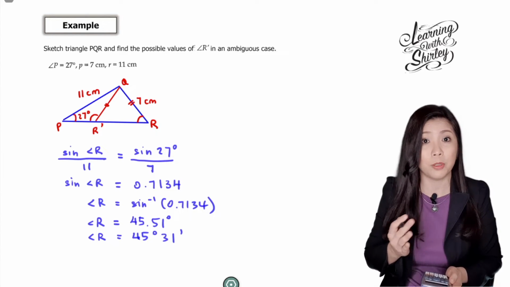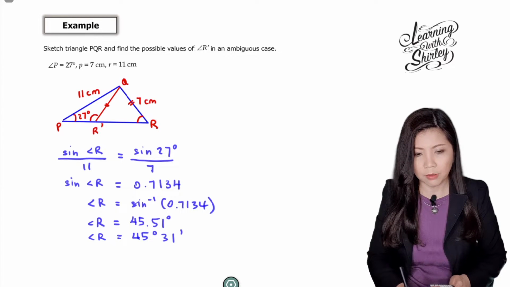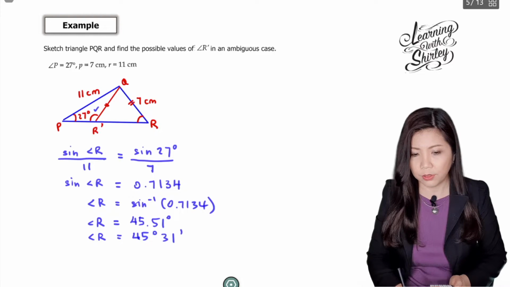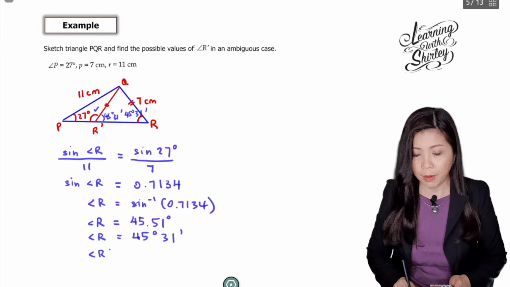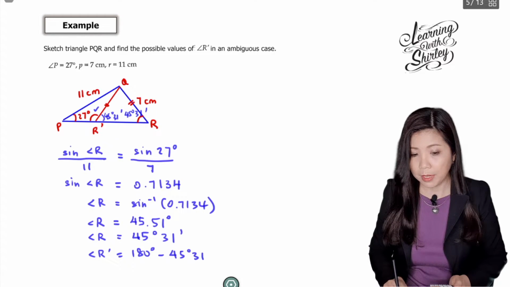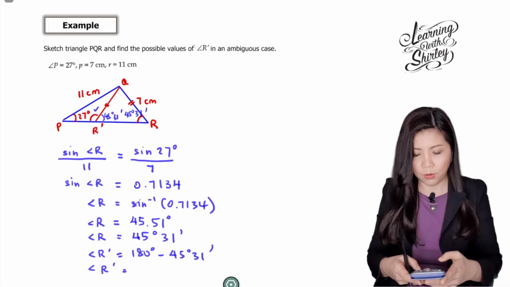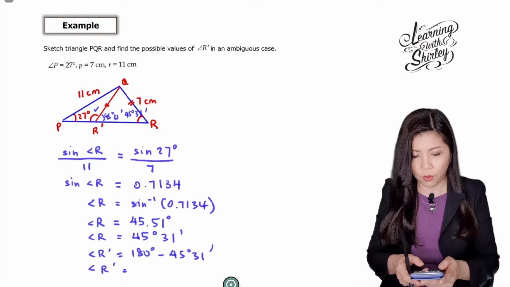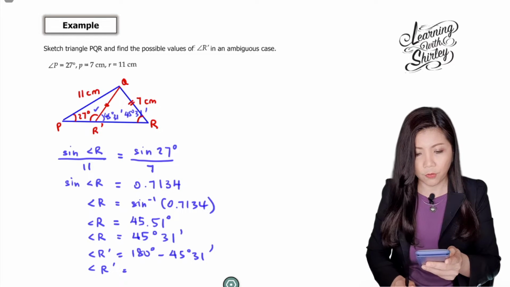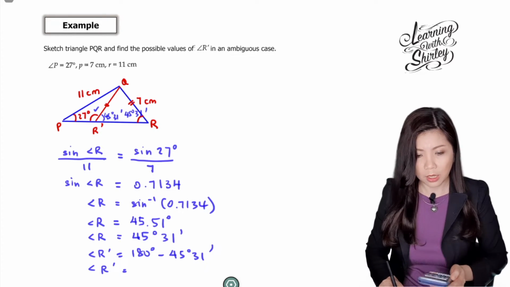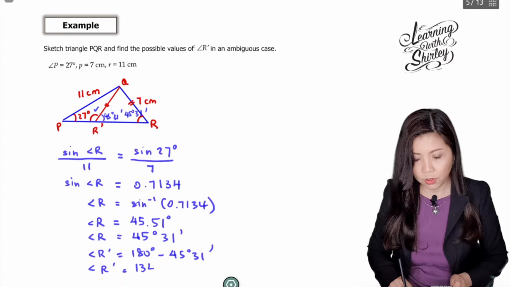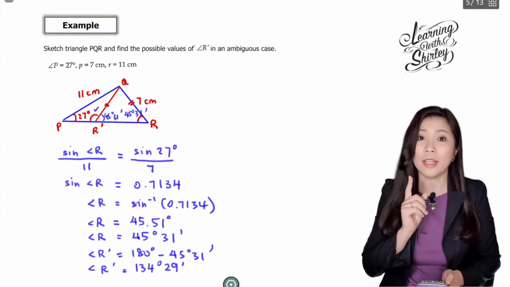So angle R prime is an obtuse angle, which is here, yeah? So this is 45 degrees 31 minutes. Here is also 45 degrees 31 minutes. Therefore, to find angle R prime, I'm going to use 180 degrees minus 45 degrees 31 minutes. So 180 minus answer, you get 134.49, or 134 degrees 29 minutes. So that's the answer.